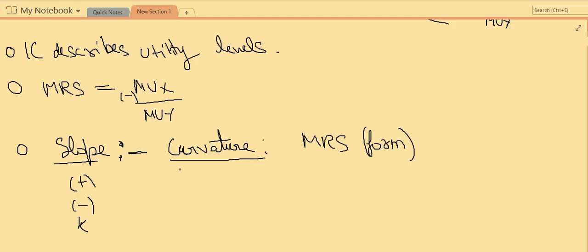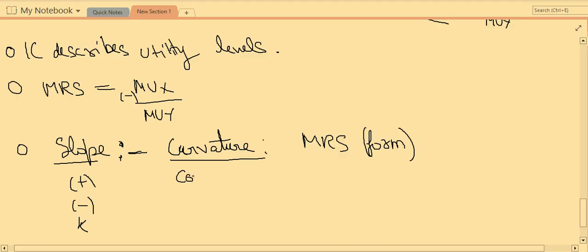Now if this slope is positive, we get a concave shaped IC. We can imagine it such as this. Okay, if the slope is negative, we have a well-behaved convex shaped IC. If the slope is constant, we have a linear IC.